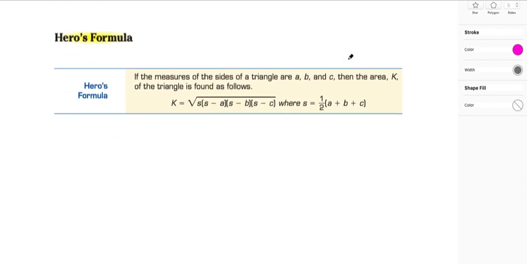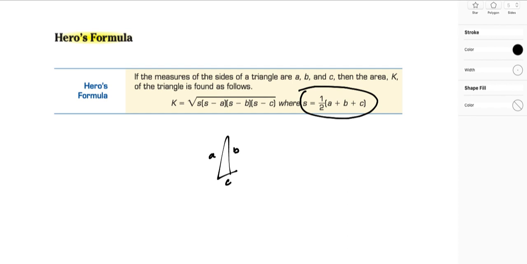Let's look at Hero's formula. What Hero's formula gives us the opportunity to do is to find the area of a triangle given the sides. Pretty nifty. So what we have to do is find the half perimeter. If we have a triangle with A, B, C being the sides, we find the half perimeter and then multiply that by the difference of each side with the half perimeter, then we take the square root of that, and we get the area of the triangle. So we're going to demonstrate that knowledge and use it in our examples today.